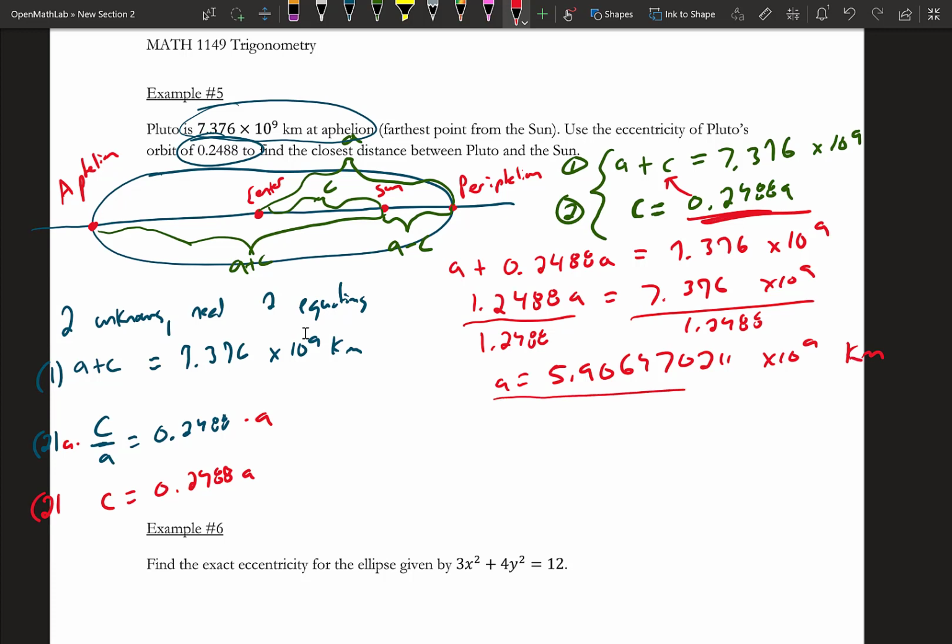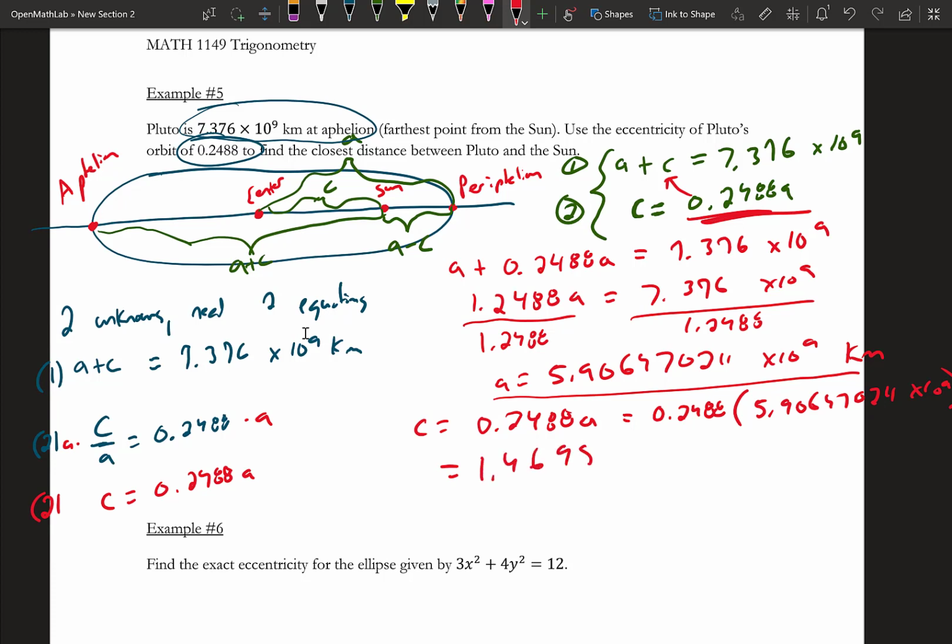Right? So we have this value. But we also need to find c. So c is equal to 0.2488 times a, which would be equal to 0.2488 times 5.906470211 times 10 to the 9th. And this comes out to be 1.469529789 times 10 to the 9th.